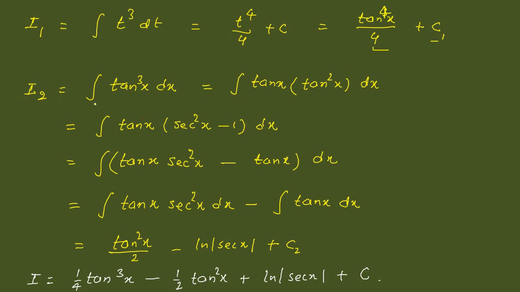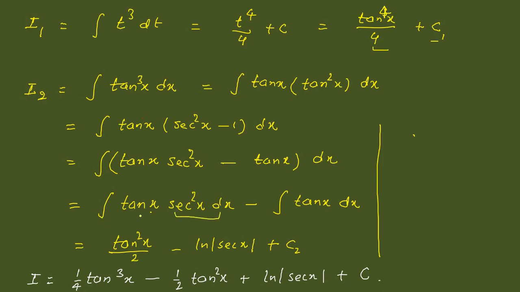And for the second integrand we have tan cube x, and for this again we have to write tan x into tan square x, and for this tan square x we can again write sec square x minus 1. And after just separating these two terms into two integrands, we will have tan x into sec square x as the first integration and tan x as the second. So we will have again this tan x into sec square x, and in order to evaluate this integration we can simply use the substitution process. To substitute t is equal to tan x, we will get the derivative sec square x.